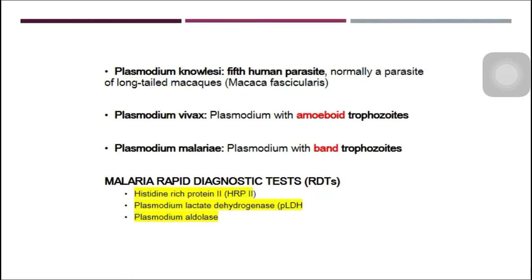We have the HRP2 or histidine-rich protein 2. This is a water-soluble protein produced by trophozoites and young gametocytes of P. falciparum. We have the PLDH or Plasmodium lactate dehydrogenase. This is produced by both sexual and asexual stages. It can distinguish between P. falciparum and non-P. falciparum. And we have P. aldolase. This is an enzyme in the glycolytic pathway expressed by the blood stages of all Plasmodium species.